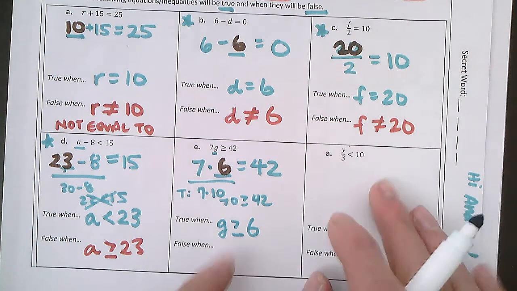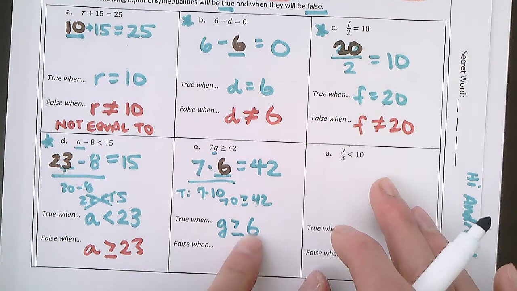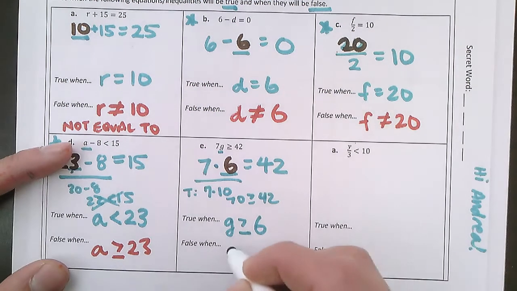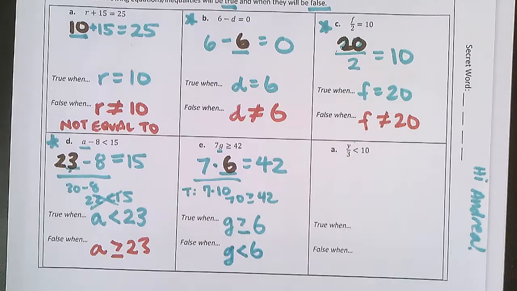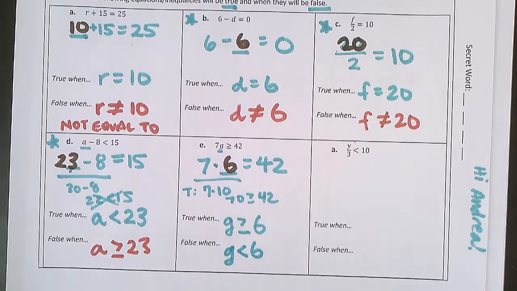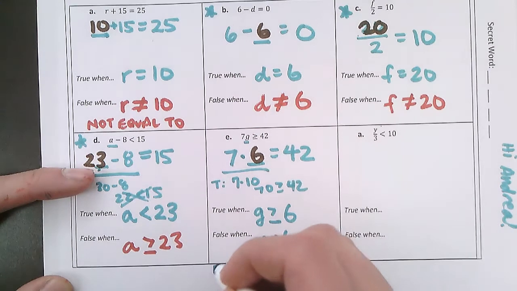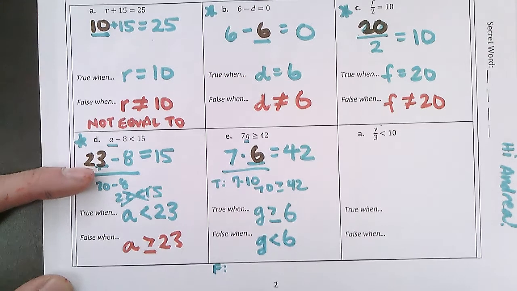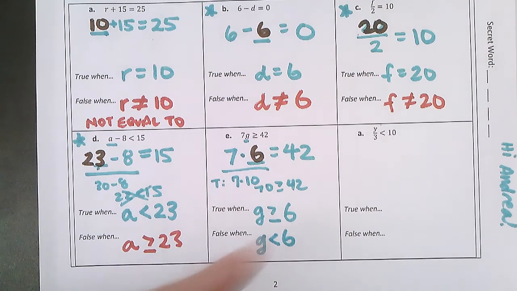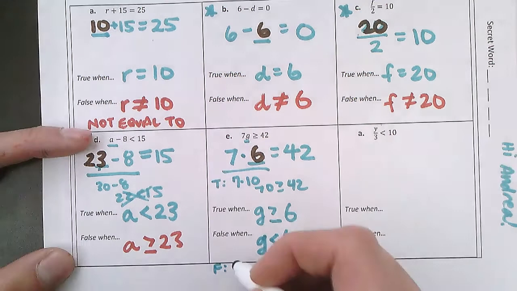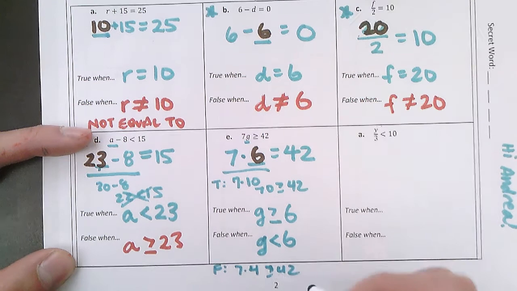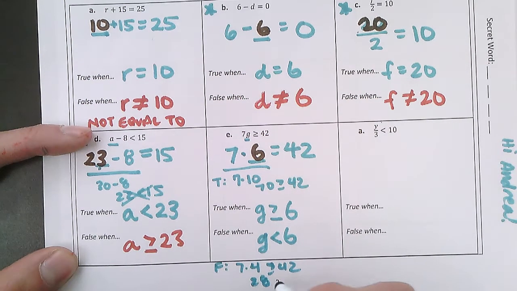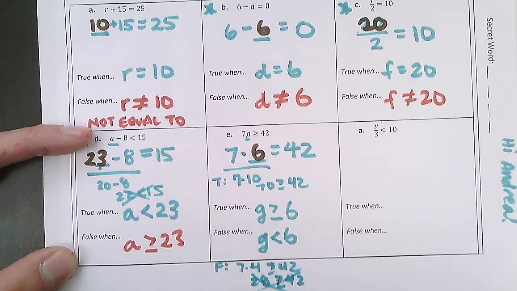And if all the numbers greater than or equal to 6 make it true, then I know it's going to be false whenever g is less than 6. For example, a false statement, I'll put an F here. Let's try a number less than 6, like 4. That would be 7 times 4 is greater than or equal to 42. But 7 times 4 is 28, and 28 is not greater than or equal to 42, so that doesn't work.